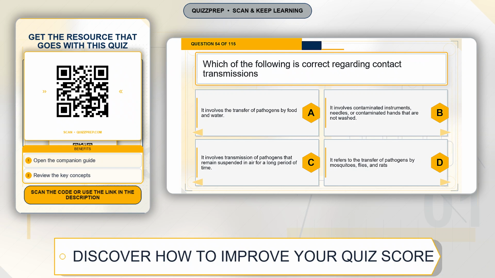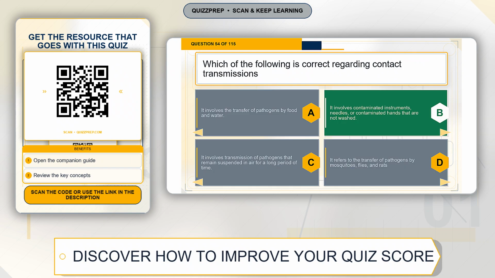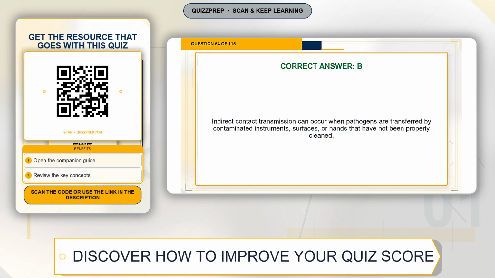Question 54. Which of the following is correct regarding contact transmissions? Option A, it involves the transfer of pathogens by food and water. Option B, it involves contaminated instruments, needles, or contaminated hands that are not washed. Option C, it involves transmission of pathogens that remain suspended in air for a long period of time. Option D, it refers to the transfer of pathogens by mosquitoes, flies, and rats. The correct answer is option B. It involves contaminated instruments, needles, or contaminated hands that are not washed. Explanation: indirect contact transmission can occur when pathogens are transferred by contaminated instruments, surfaces, or hands that have not been properly cleaned.